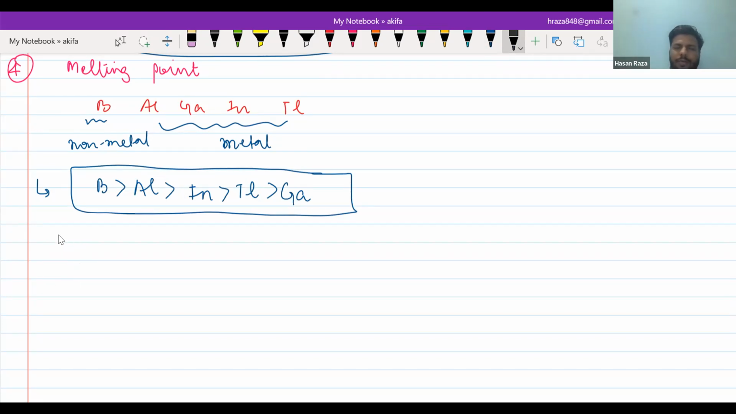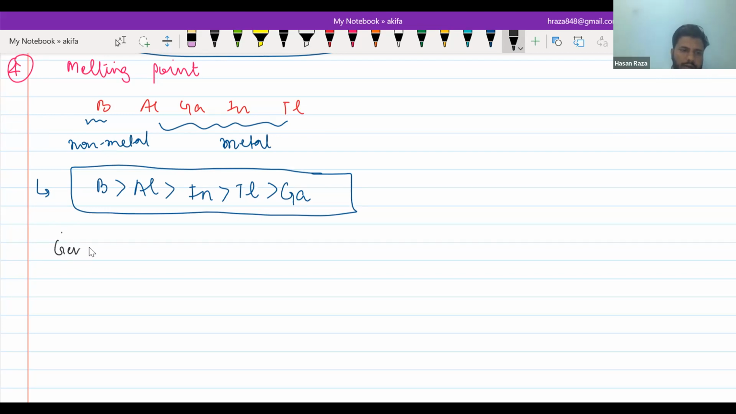Why is it so? Basically, this non-metal boron actually exists in an icosahedral structure. That means a crystalline solid. The molecules in the icosahedral structure are so tightly packed that they have a very strong force of attraction between their particles. That's why it has a very large melting point compared to other metals.